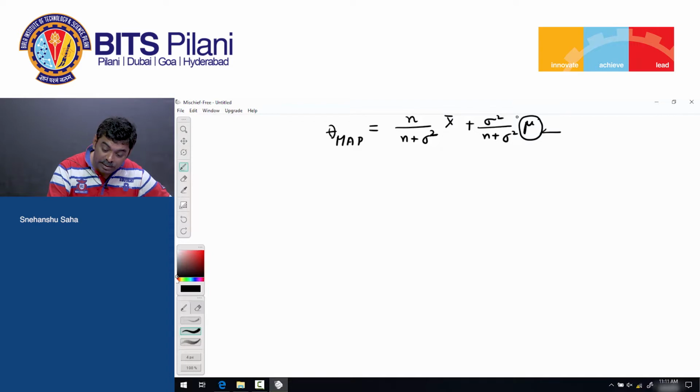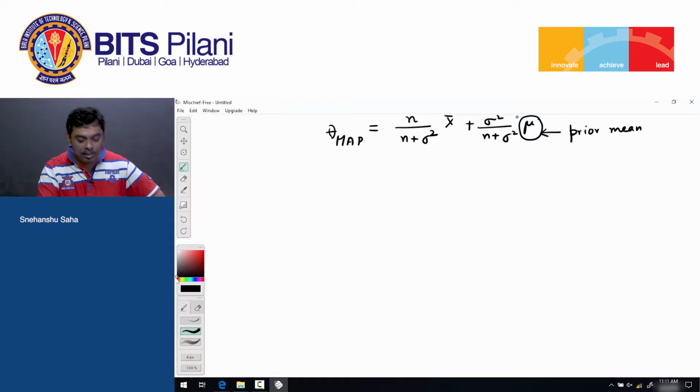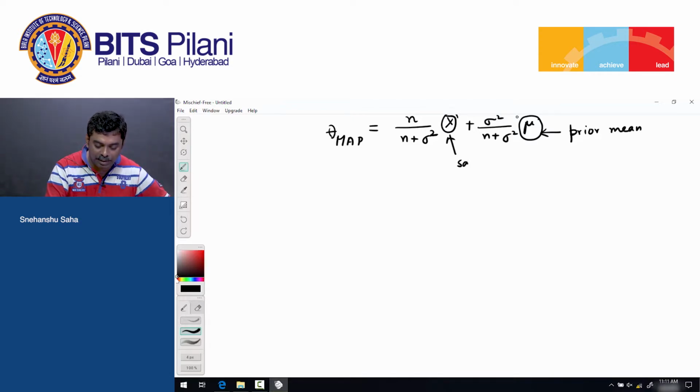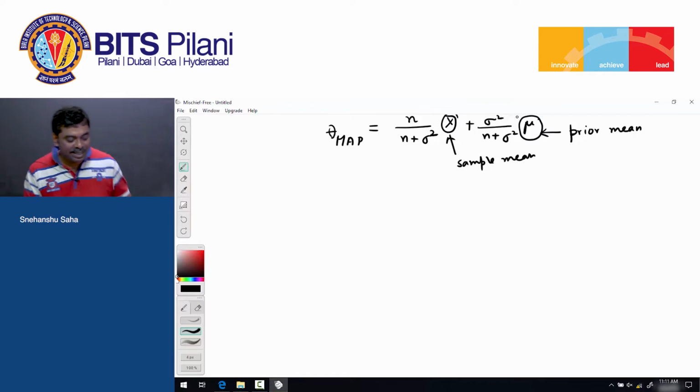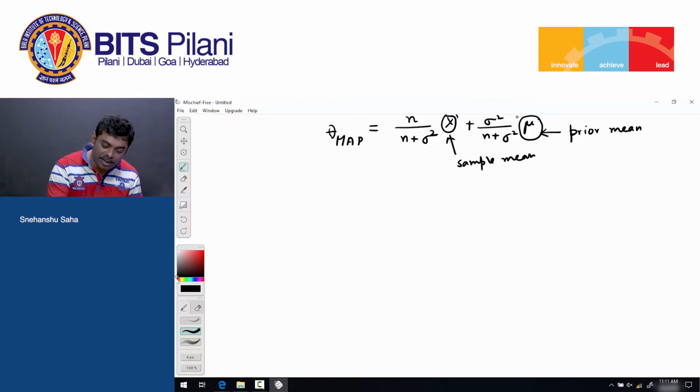Great. So what is this mu? The mu is the prior mean. What is this guy? This is the sample mean. Now, what do you see here? You see that the maximum a posteriori estimate for the parameter theta is a combination of sample mean and prior mean. That is great.